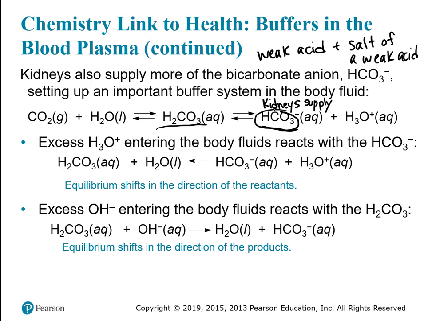The excess hydronium is going to interact with the bicarbonate, and you're going to form more of your carbonic acid. If you have excess base in your body, then that is going to react with the acid, and you're going to form more of your bicarbonate ion. So this equilibrium is what keeps your blood at the proper pH.